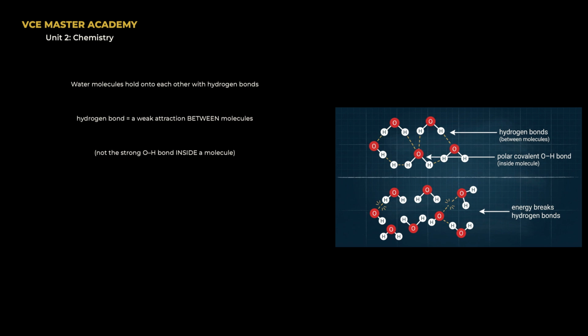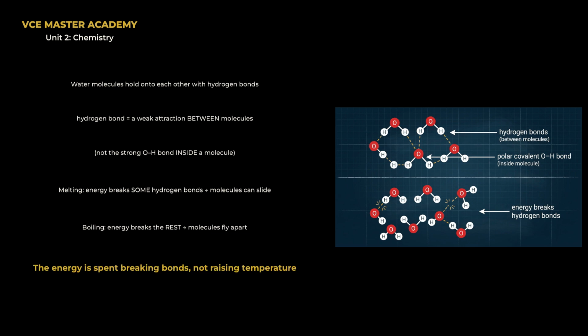Good. So, melting. The heat energy goes into breaking some of those handholds so the molecules can slide past each other. That's a liquid. Boiling breaks the rest and the molecules fly apart completely. That's a gas. And that answers our question. During a phase change, every bit of energy is busy breaking bonds. None is left over to raise the temperature. The energy is hidden in the bonds. Latent, hidden. See how it all connects?